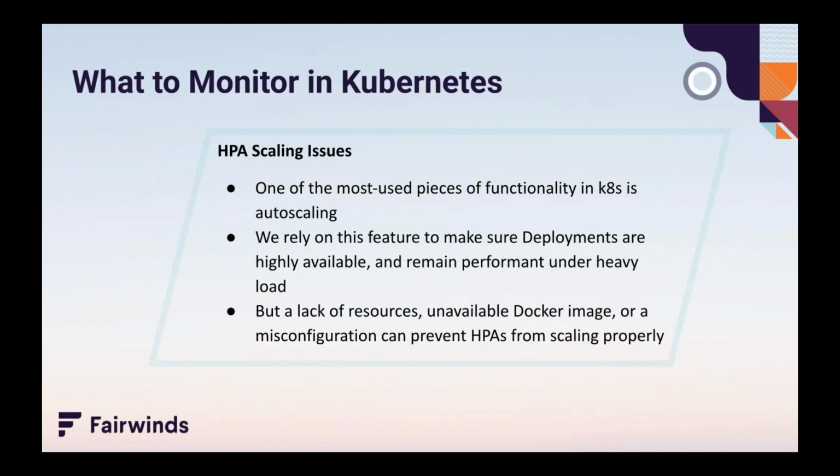The next thing to watch out for are issues with horizontal pod autoscaling. Autoscaling is one of the most used pieces of functionality in Kubernetes. We typically rely on this feature to make sure that if we get a large increase in traffic, our deployments remain highly available. But if there's a lack of resources in the cluster, or your Docker image registry is down, or there's a misconfiguration issue, it can prevent your workloads from scaling up. The HPA won't be able to hit its target number of replicas, and this should always trigger an alert.